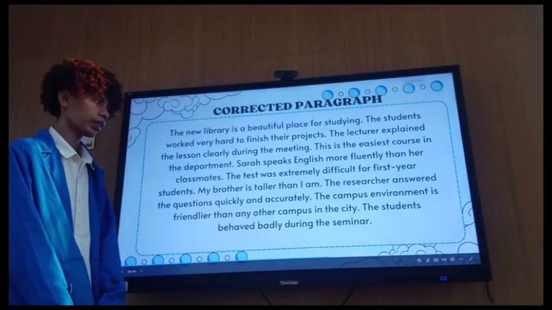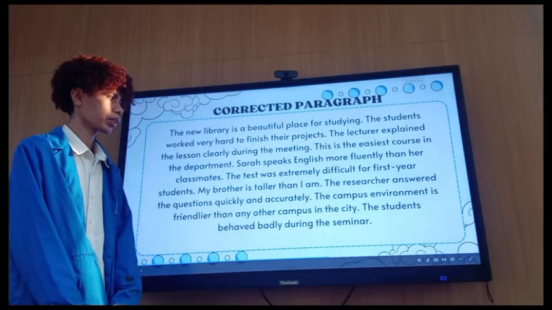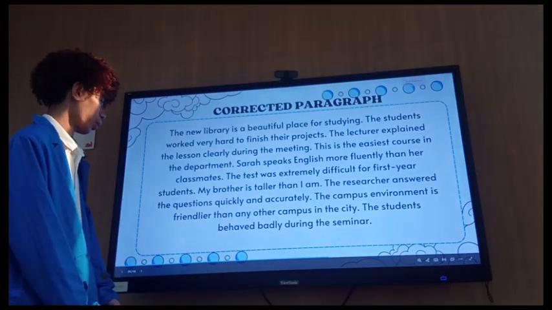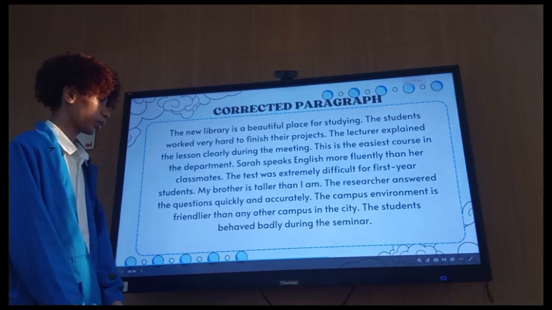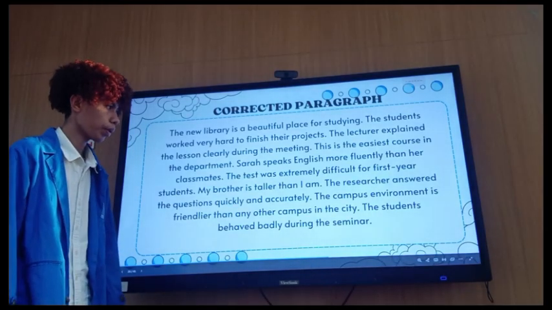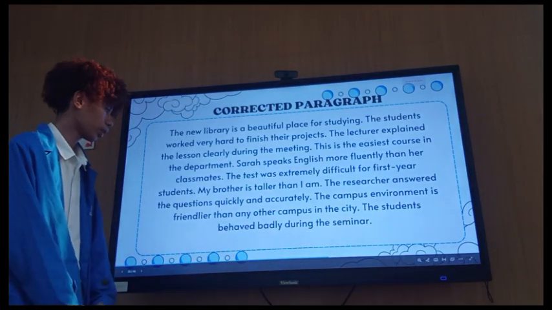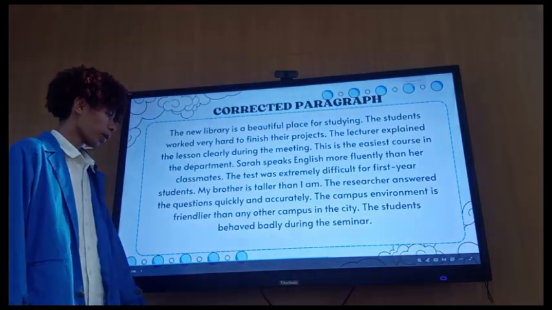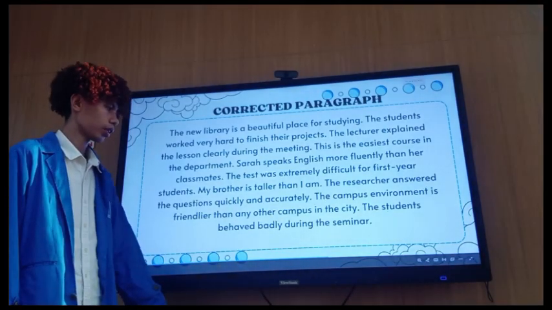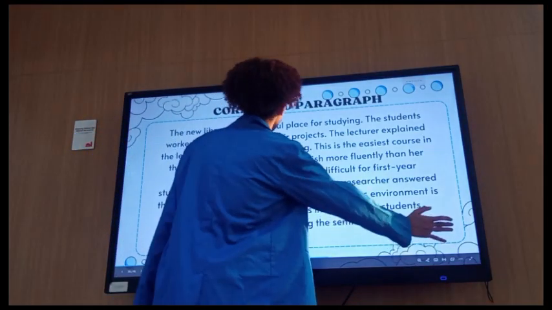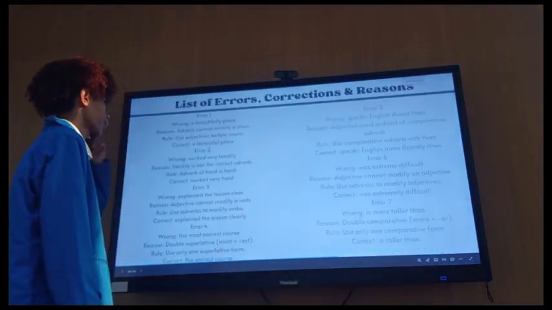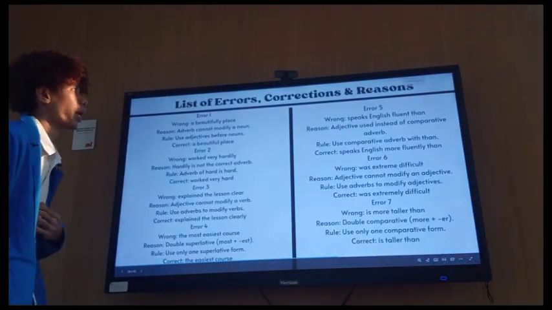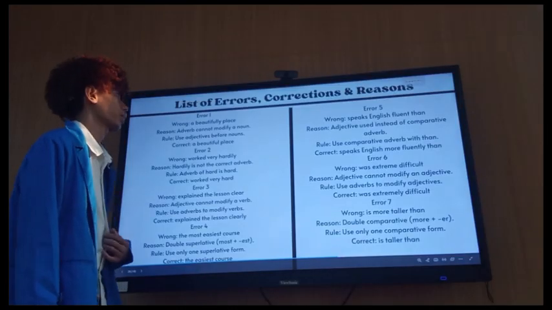My brother is taller than I am. This researcher answers the question quickly and accurately. The campus environment is friendlier than any other campus in the city. The student behaves badly during the seminar. Next. List of the errors, corrections, and reasons.